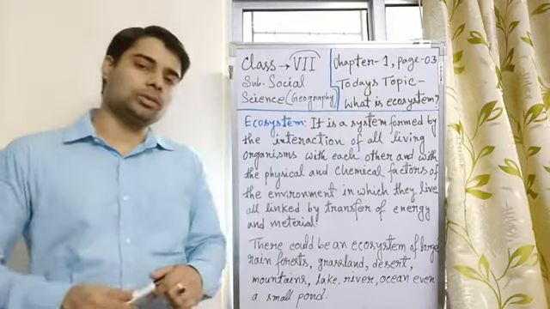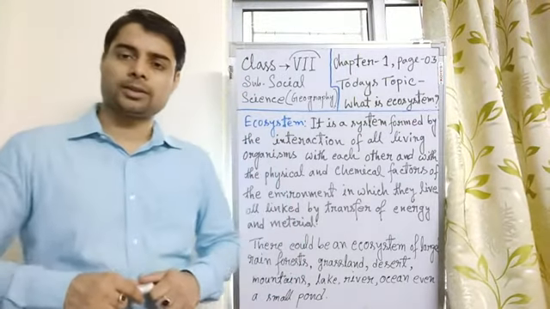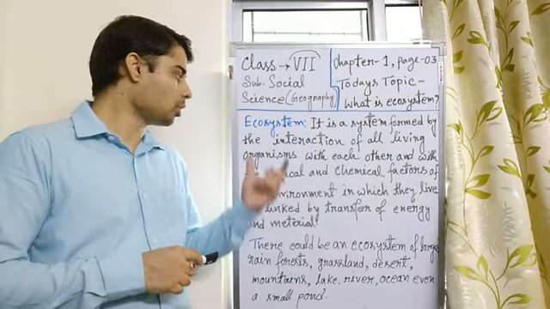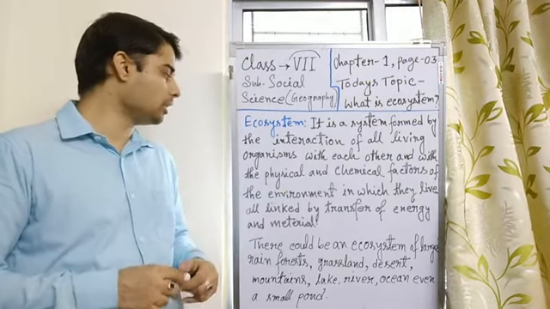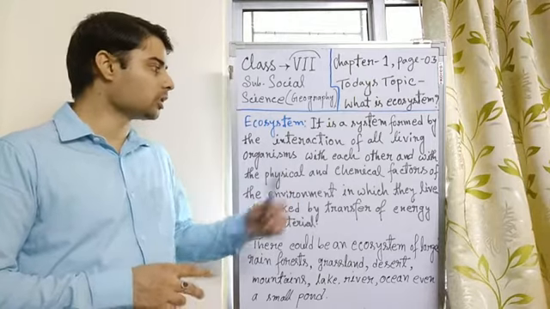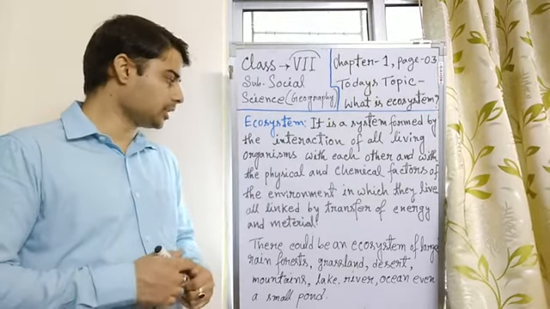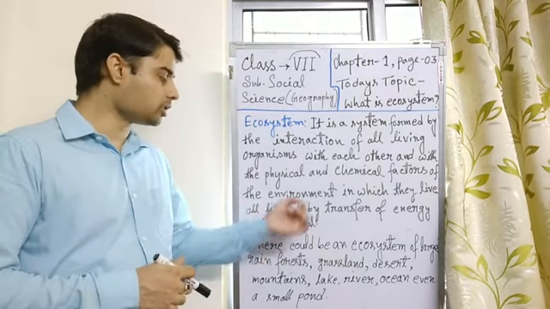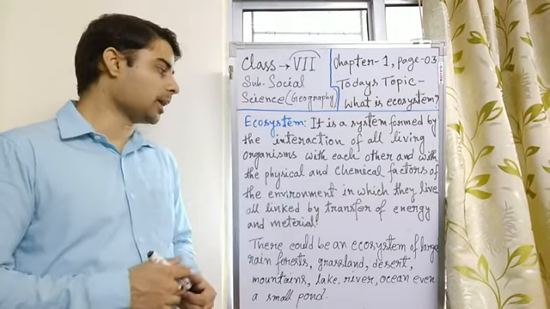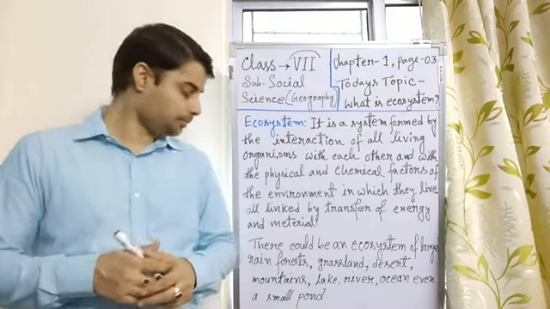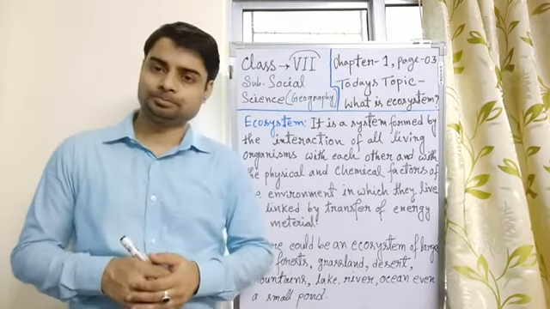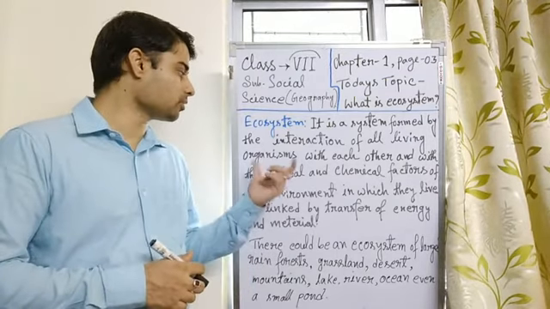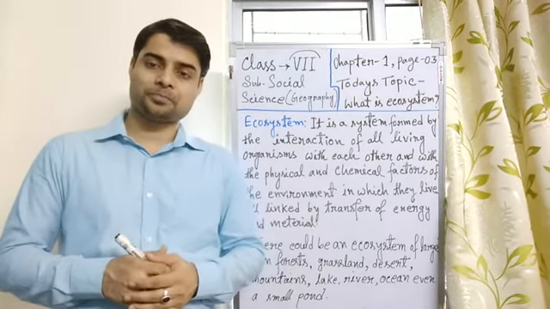Now, what is ecosystem? A very important word. Ecosystem means it is a system formed by the interaction of all living organisms with each other and with the physical and chemical factors of the environment in which they live, all linked by the transfer of energy and material. So what is said is that it is the system formed by the interaction of all living organisms.